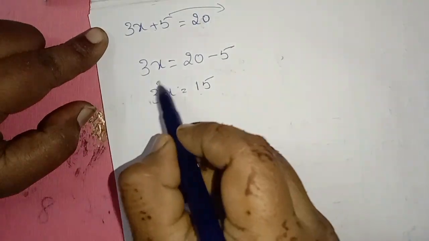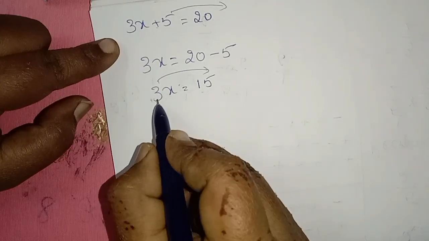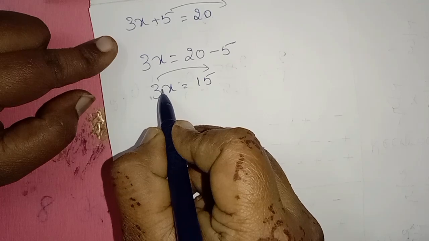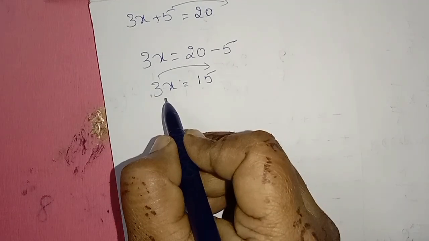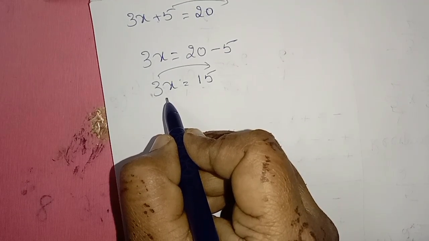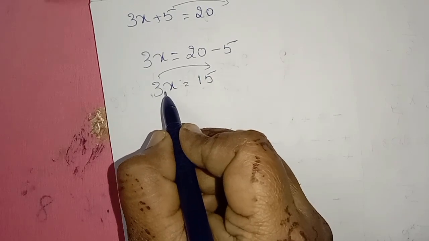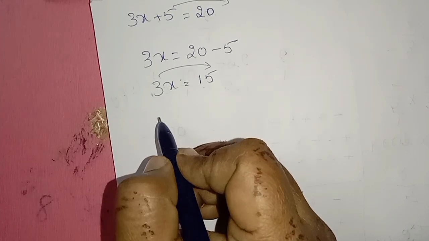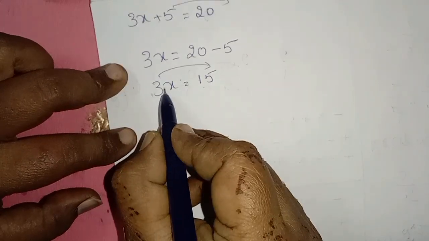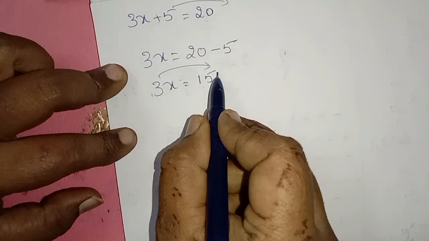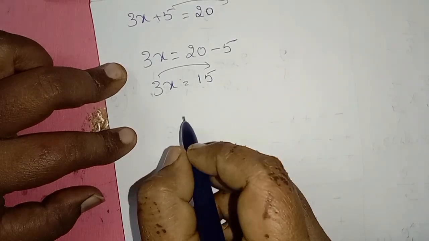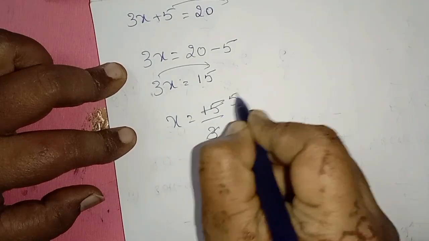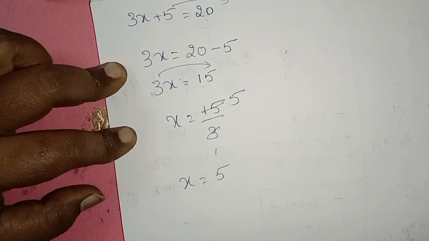Now transpose 3 to the RHS. So here it is in multiplication mode, so you may get confused. There is no sign, sorry, no plus or multiplication symbol. So here, when nothing is there, it means indirectly we have a multiplication sign. These two are in multiplication mode, right? So if it is in multiplication mode, after transposing it will become division, right? So x equals 15 by 3. 3 ones are 3, 3 fives are 15. x equals 5, right?